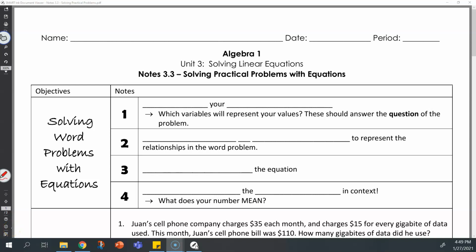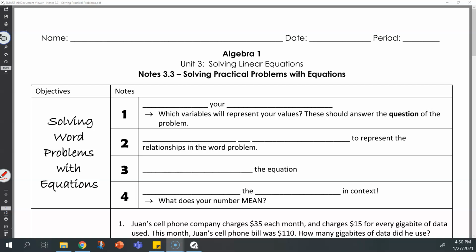Hey everyone! Today we're going to be learning to solve practical problems using equations. There are many different ways that we can solve word problems. We can draw a picture, we can think through it, we could act it out or something similar. But today we're going to talk about a method where you write an equation from the word problem and then solve that equation to get your answer.